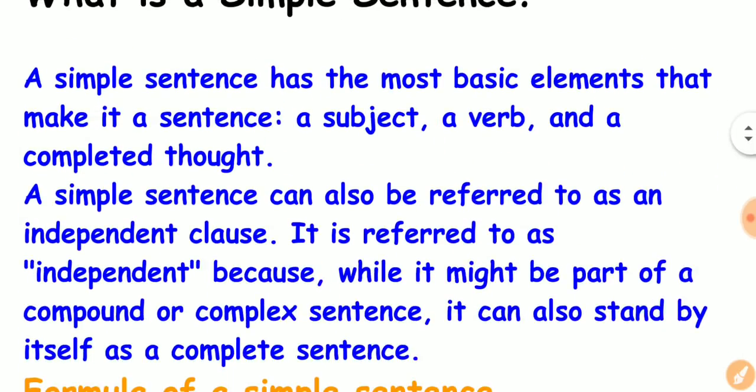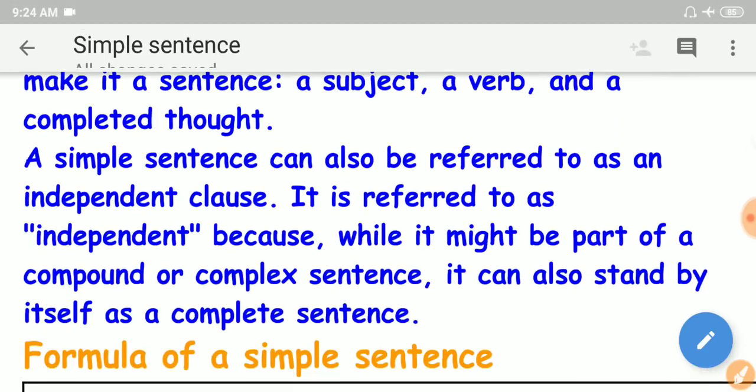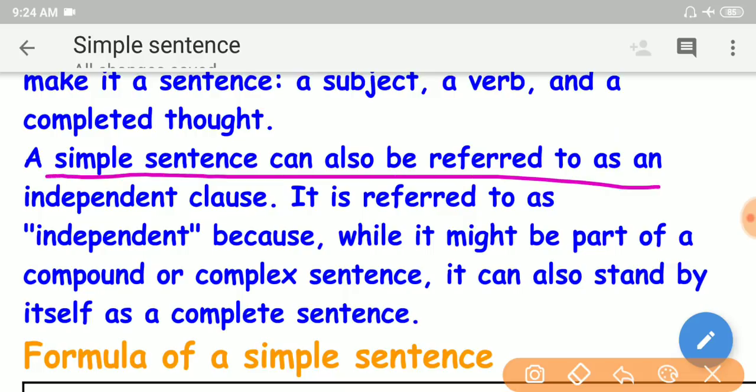See, a simple sentence can also be referred to as an independent clause, because an independent clause is a clause which is a group of words with a subject and verb. At the same time, it gives independent meaning. It can stand on its own without depending on other clauses. That's why here a simple sentence can also be called an independent clause, my dear friends.